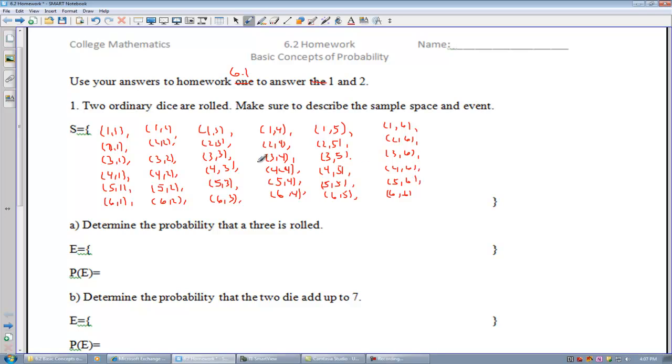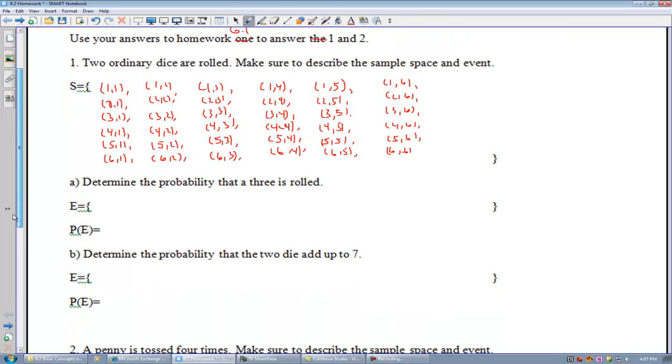All right, so you just list all the different possible outcomes. And then we want to figure out the probabilities of these certain events. So in part A, it says determine the probability that a 3 is rolled. All right, so up here, what I'm going to do is I'm going to use a different color, and I'm going to look for a 3. And so, I have a 3 here. Of course, I have a 3 there. And I have a bunch of 3s here. And so here are a bunch of 3s. And then, of course, I have a 3 here, a 3 here, and a 3 there.